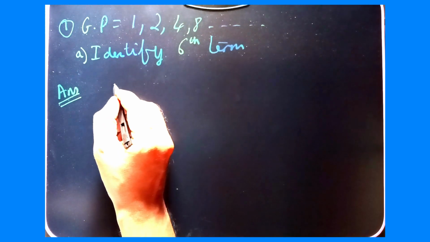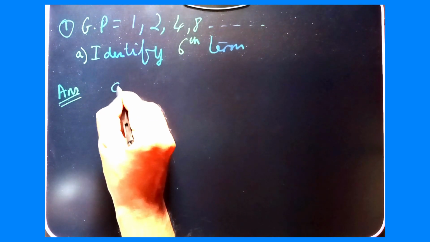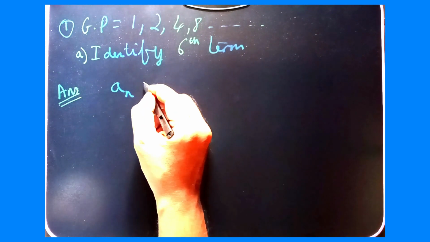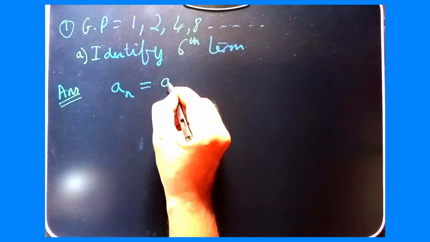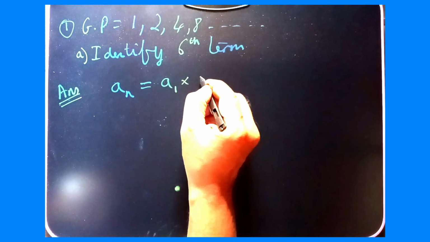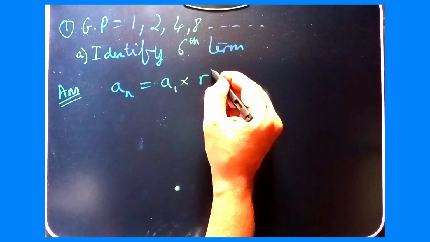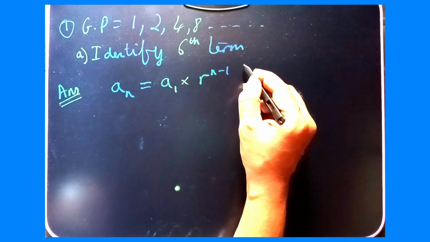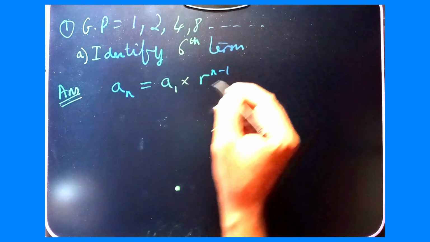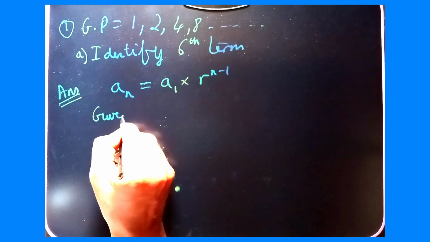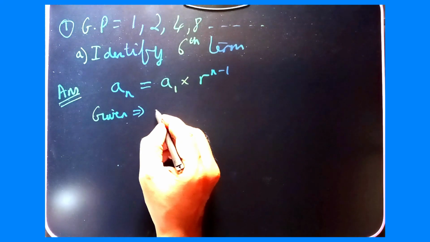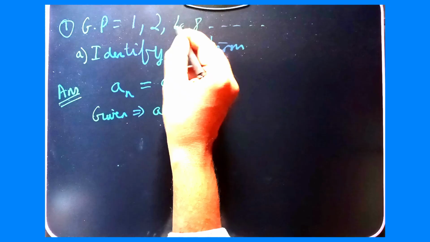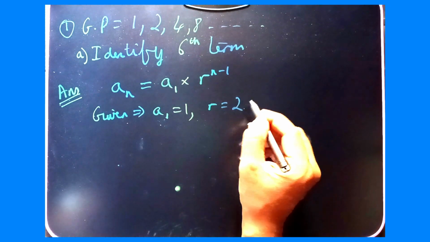So here, the nth term formula, if I write, is basically the first term multiplied by the ratio raised to the power of n minus 1. So now here, what do we have? What is given here? Given: a1 is 1 and the ratio is 4 by 2, 2 by 1, it becomes 2, right?